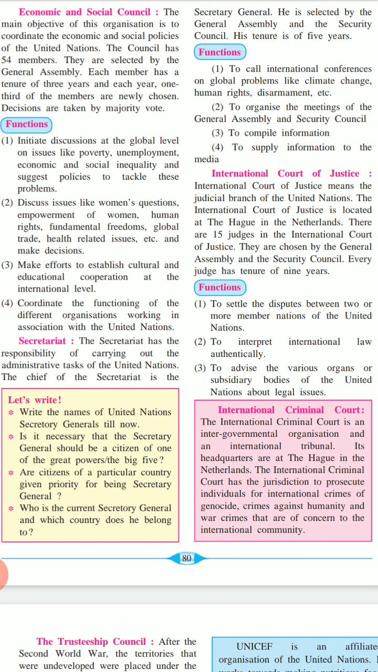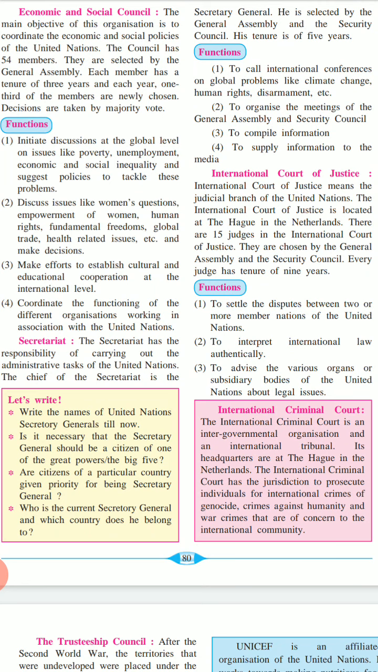Third, to advise the various organs or subsidiary bodies of the United Nations about legal issues. This means whatever legal issues are created among the United Nations and the different organs working there, those legal issues are taken over, managed, discussed and disclosed by this International Court of Justice.